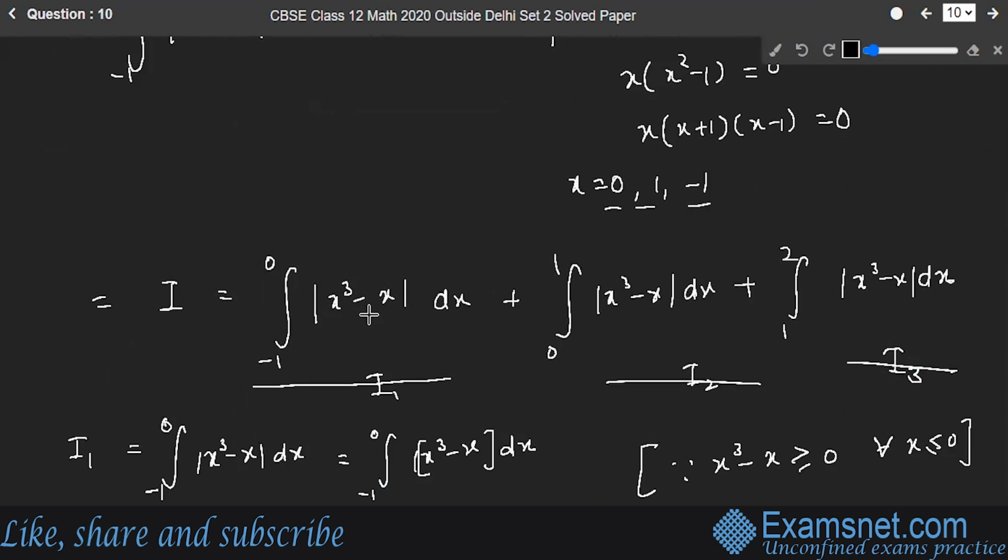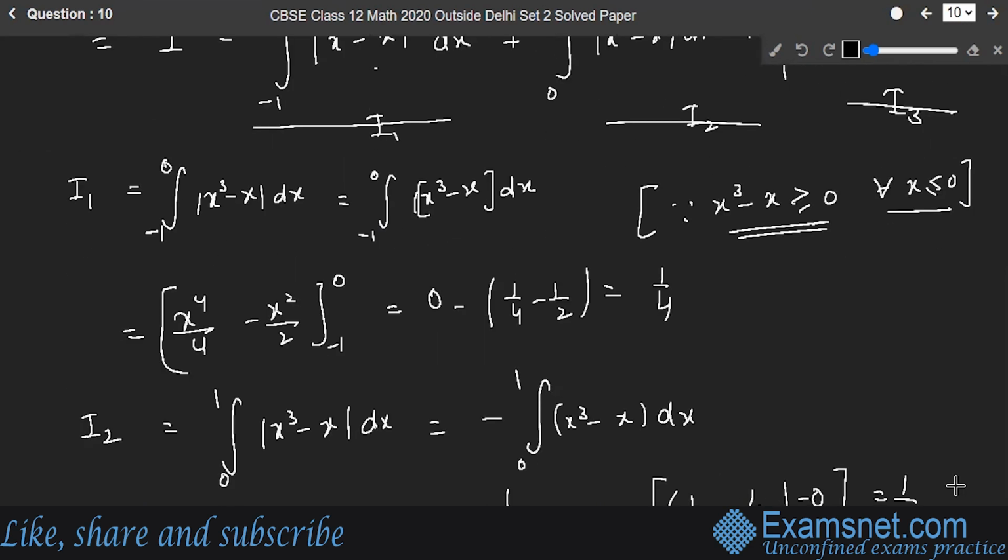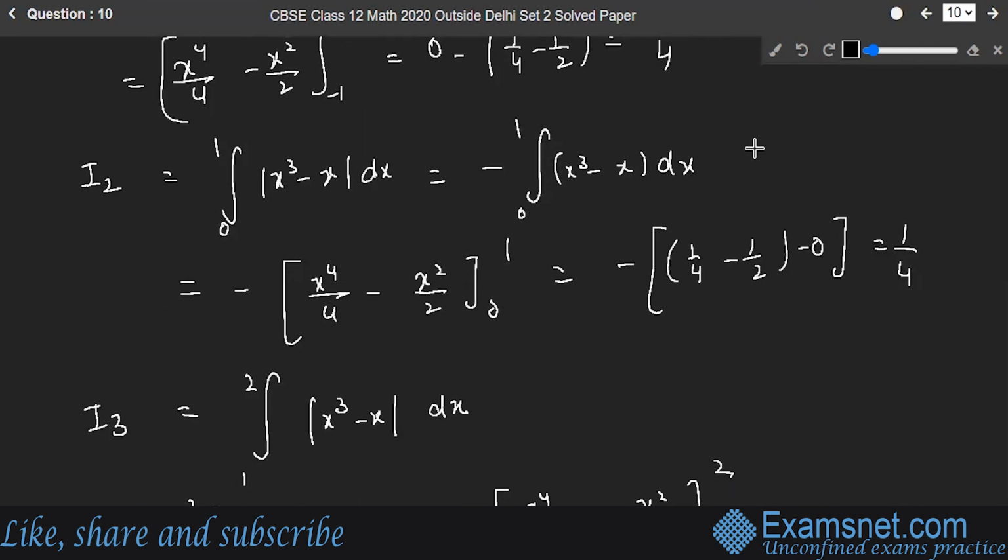From -1 to 0, this will give me a positive value, because this will always be a positive value for all x less than or equal to 0. So I'm taking a positive over here. And this will be a negative value for all x lying between 0 and 1.